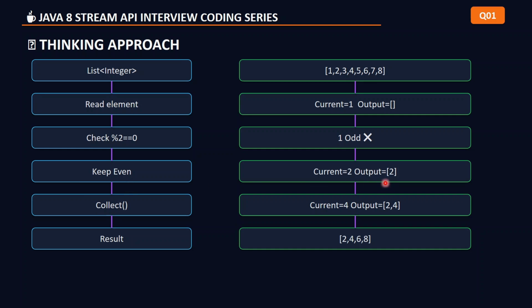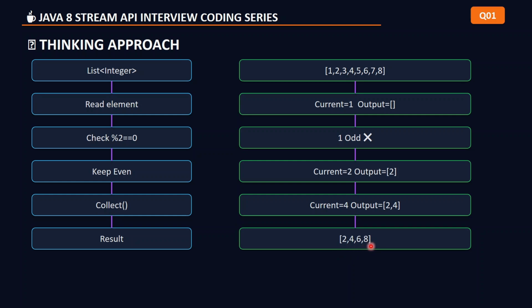We continue the same approach for the remaining elements. So the next element is 3. Since it is odd, we are not adding it to the list. The next element is 4. Since it is even, the condition is matching, right? So now the output will be 2 and 4. So we are adding it to the list. We continue the same process for the remaining elements, and finally we get the matching elements, where the output becomes 2, 4, 6 and 8. So this is the thinking approach.